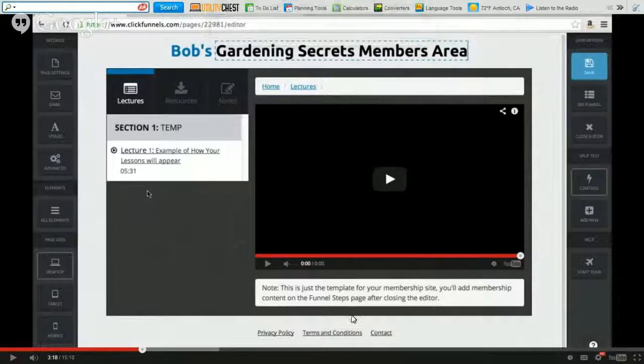But see, this is the shape of their web page right here. This is what it looks like. Instead of having, you've got your player here, you've got your lecture thing, resources, notes. You can put your icons there. This is section 1, and this is how it's all set up.